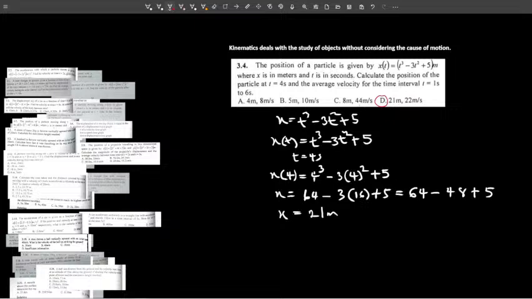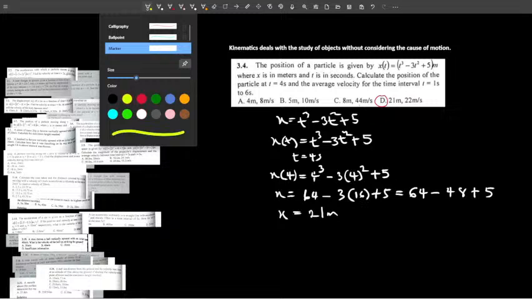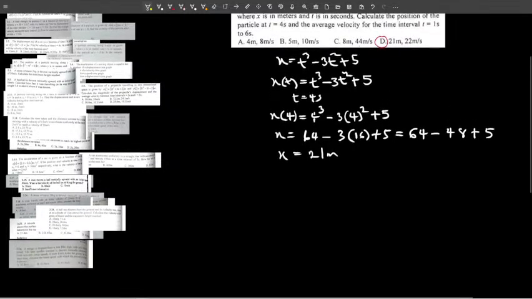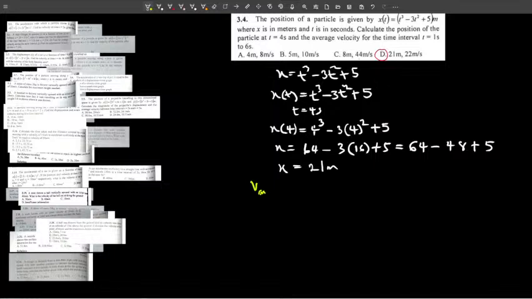Let's find the average velocity in the time interval. Don't forget, let me change the color of my pen. Don't forget the average velocity, v average, is equal to change in x over change in t. That will give me xf minus xi over tf minus ti. Okay, so we're given a time interval.